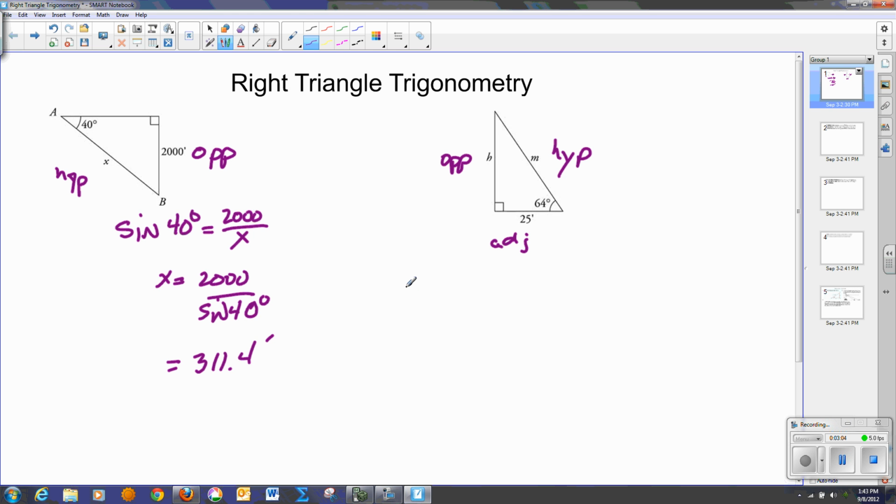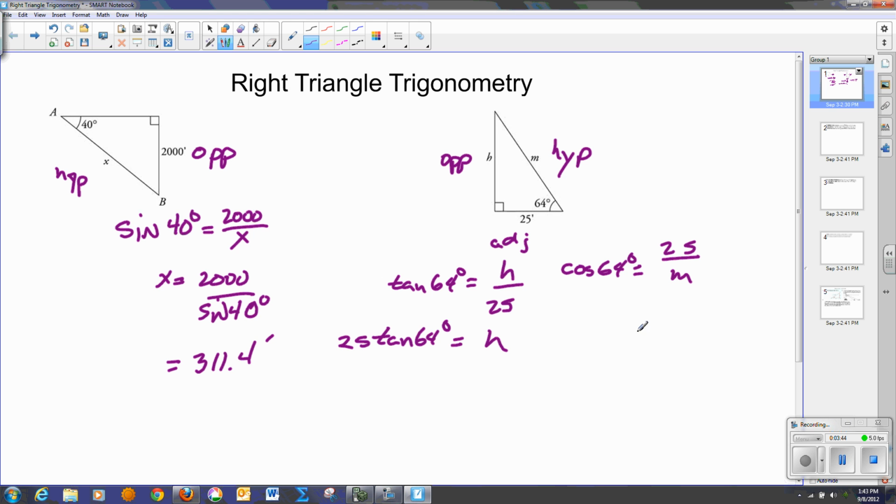What I think I'll do is this. I'll say the tangent of 64 degrees is equal to the opposite, which is h, over the adjacent, which is 25. And then I'll also say the cosine of 64 degrees is equal to the adjacent, 25, over the hypotenuse, which is m. So in this case, all I have to do is take 25 tan 64 to get my h value. In the other case, I need to find 25 over the cosine of 64 to get my m value.